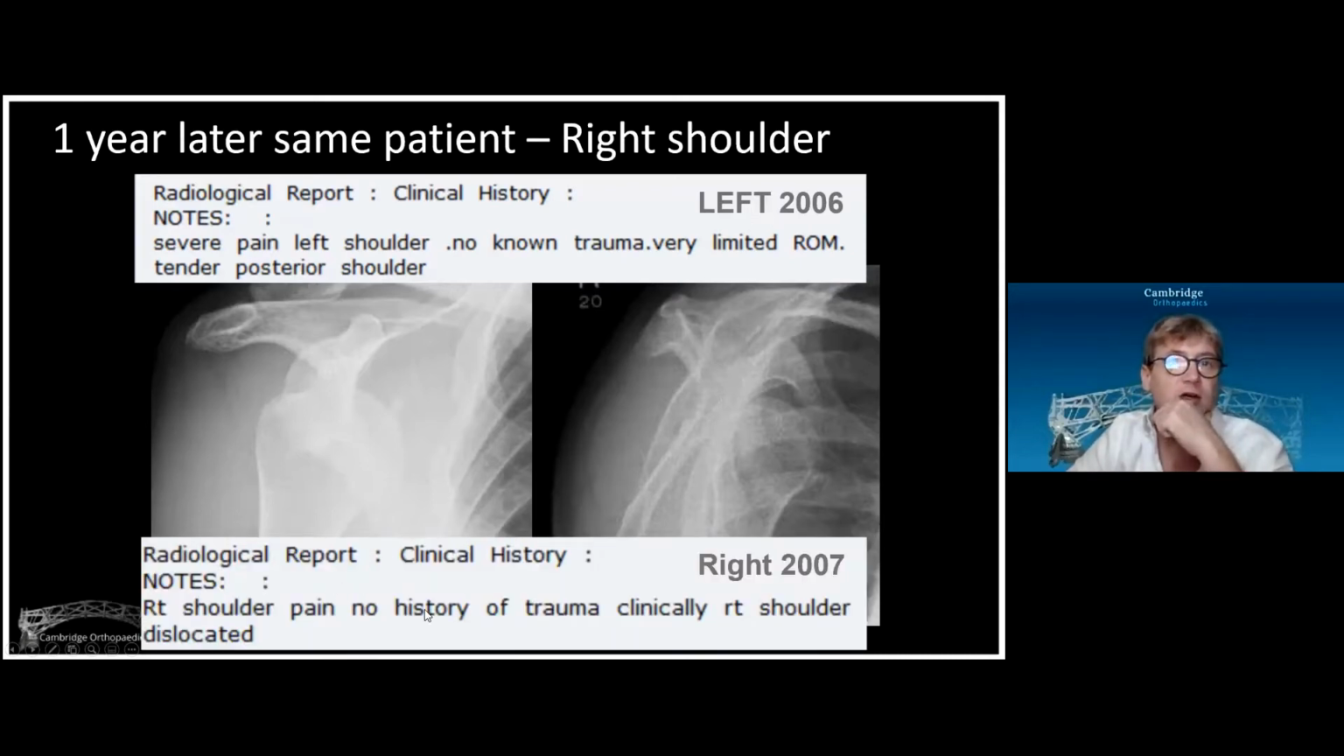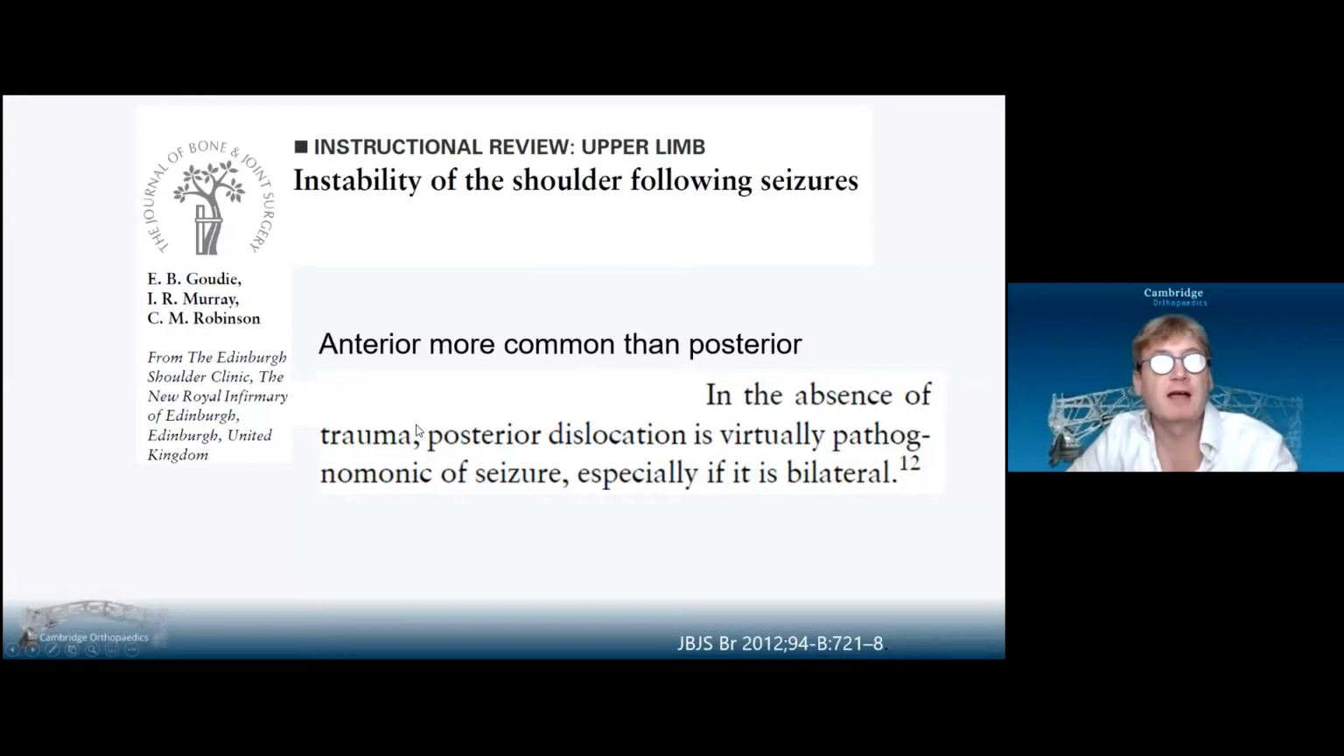Right shoulder pain, no history of trauma, and clinically the right shoulder is dislocated. Much harder to miss clinically because you see the clinical deformity of the anterior dislocations. Radiographs are a lot harder to miss because you can often make the diagnosis just on the AP radiograph. And in fact, if you have a look at instability in the presence of seizure activity, anterior instability is more common, but a posterior dislocation in the absence of any form of trauma is seizure activity. It's pathognomonic. And if you've got a bilateral posterior dislocation, that's your answer, the patient is having seizures.